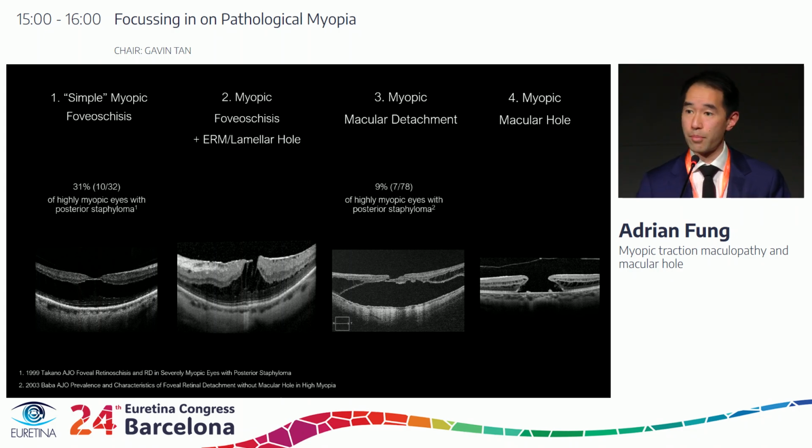Of patients who have posterior staphylomas, about 1/3 of these will have simple myopic foveoschisis, and almost 10% will have myopic macular detachments.